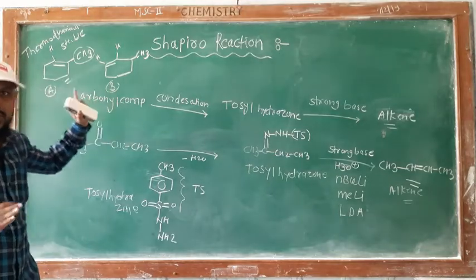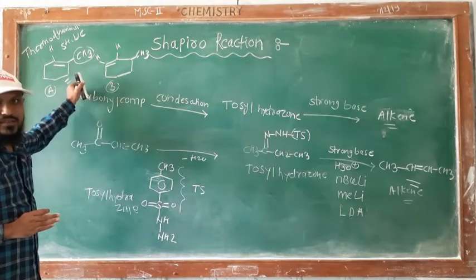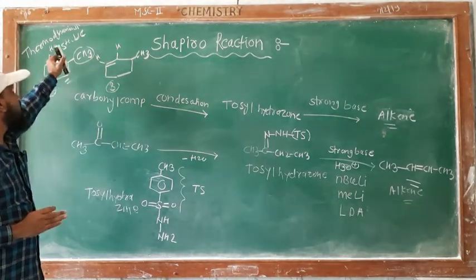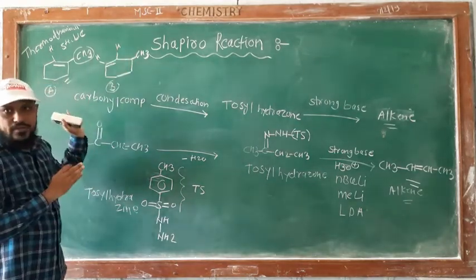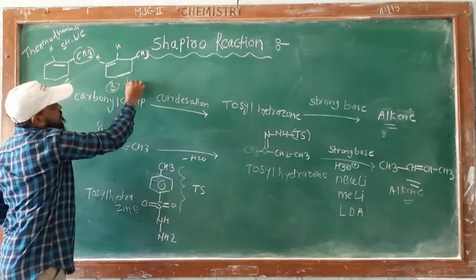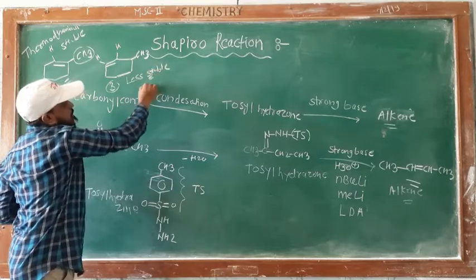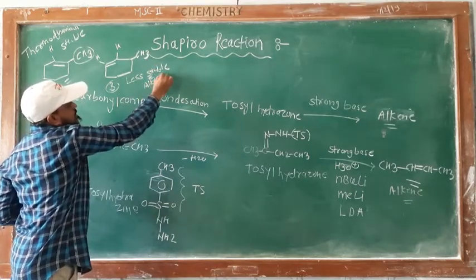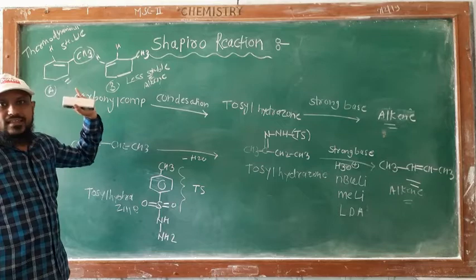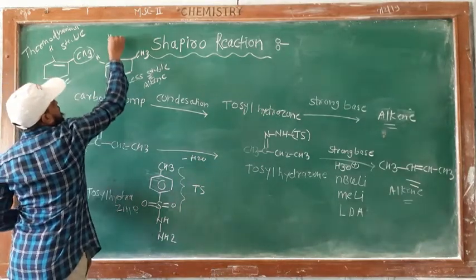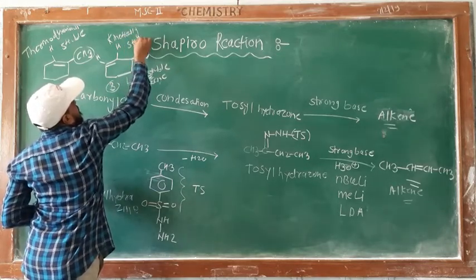Here one substituent is present as compared to B alkene, so it is the more stable alkene, and it is also called the thermodynamically stable alkene. Here only a proton is present as compared to A alkene, so B alkene is the less stable alkene. And it is the kinetically stable alkene. It is called the kinetically stable alkene.